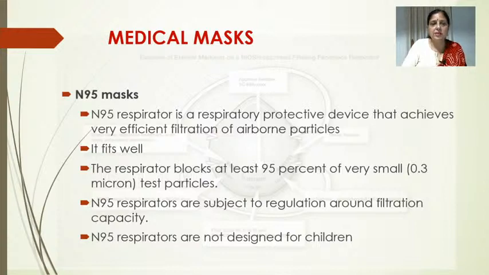The second important mask is the N95 mask, which has been talked about a lot. It comes up in the papers and other social media. It is an N95 respirator which protects the person who uses it, and it has a very efficient filtration capacity. It has to have a very good fit, and the respirator blocks at least 95% of very small microns. It has to undergo certain tests. It is bound by certain regulations around the filtration capacity, and they are all certified masks.